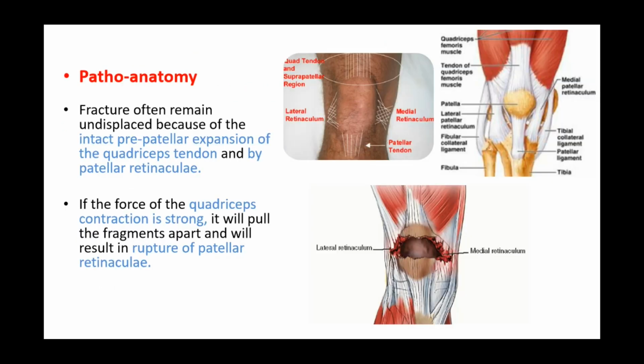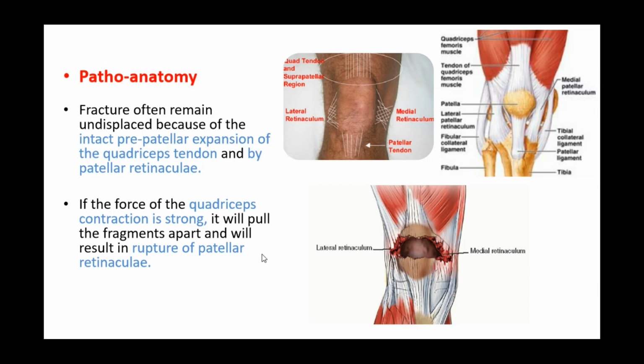Now, pathoanatomy. This fracture, if it is not a two-part fracture, often remains undisplaced because of the intact prepatellar expansions of the quadriceps tendon and the patellar retinacula. So here, as you can appreciate the anatomy, this is the patella at the center. Medially and laterally, it is surrounded by the retinacula, known as the medial and the lateral retinaculum. At the lower end, there is the patellar tendon, and above we have the quadriceps tendon and the suprapatellar region. The fracture remains undisplaced because of these structures surrounding the patella.